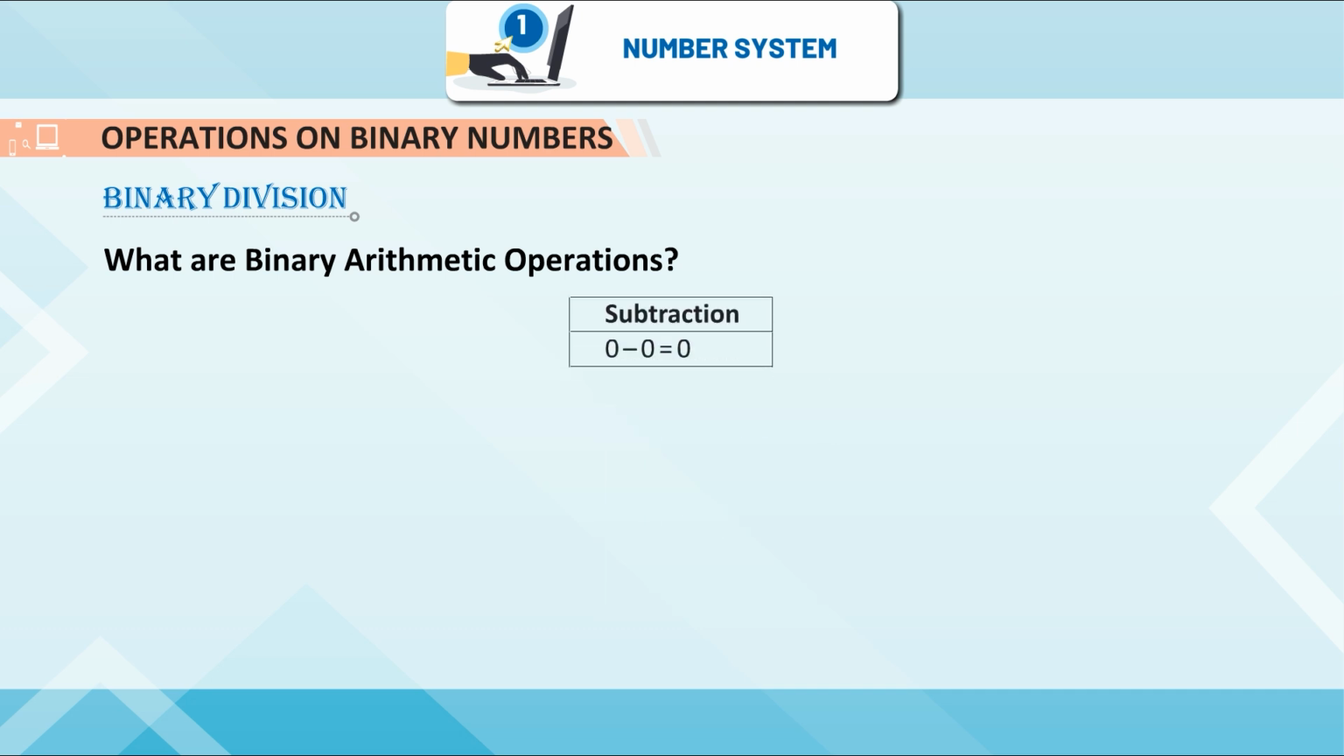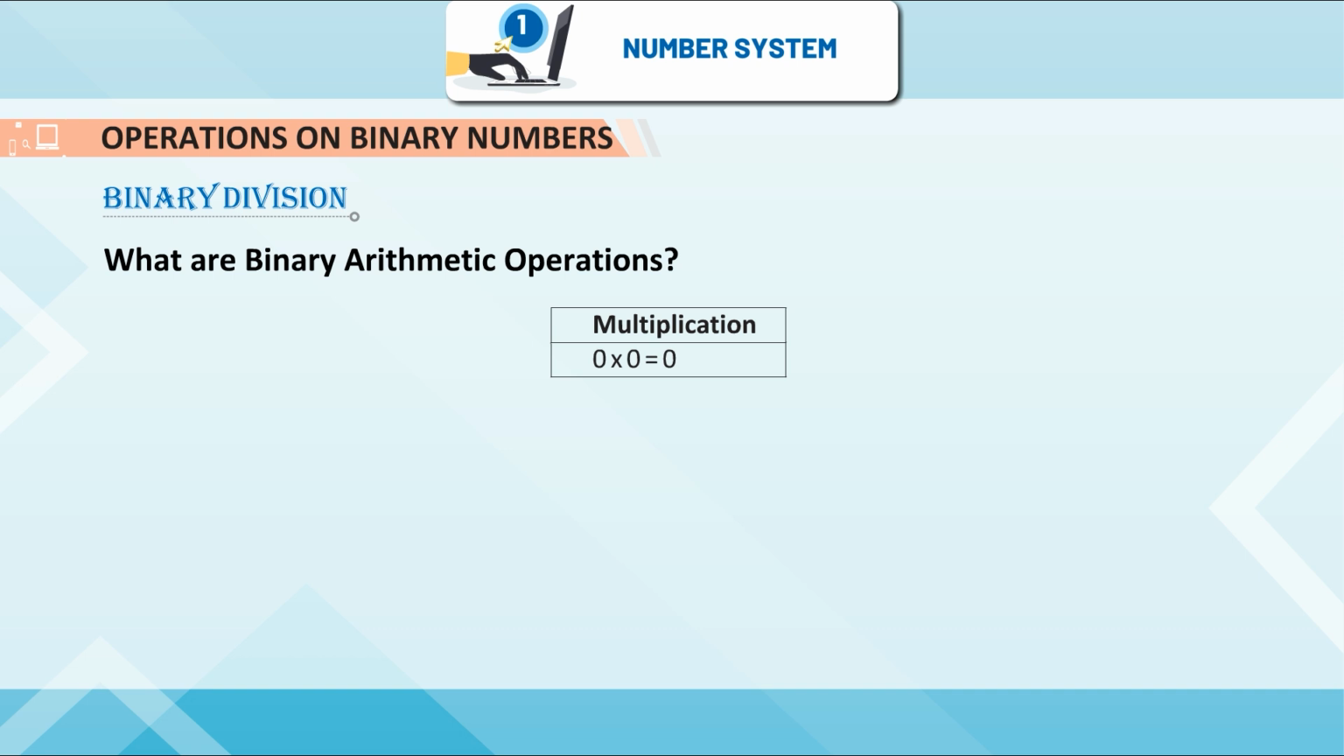Subtraction. 1. 0 minus 0 equals 0. 2. 1 minus 0 equals 1. 3. 1 minus 1 equals 0. 4. 0 minus 1 equals 10 minus 1 with borrow 1 equals 1.